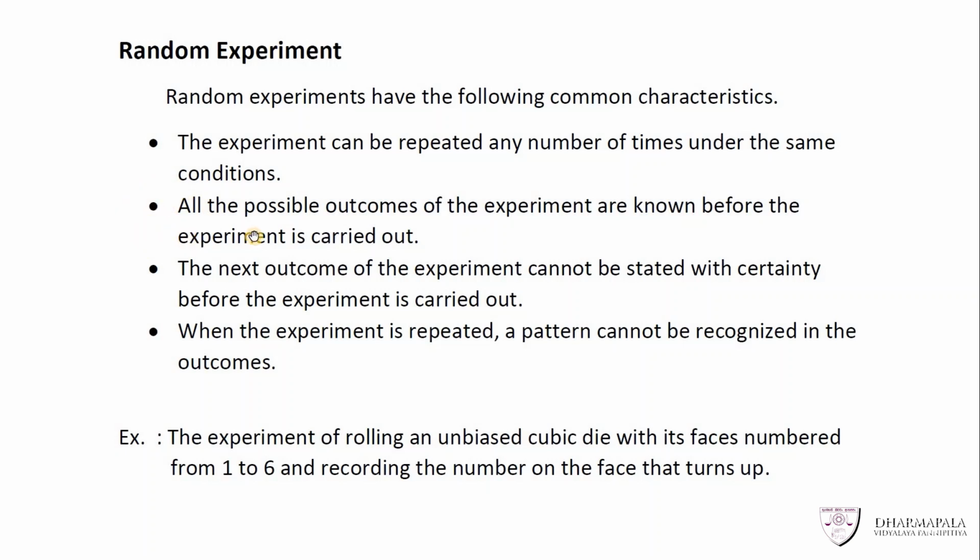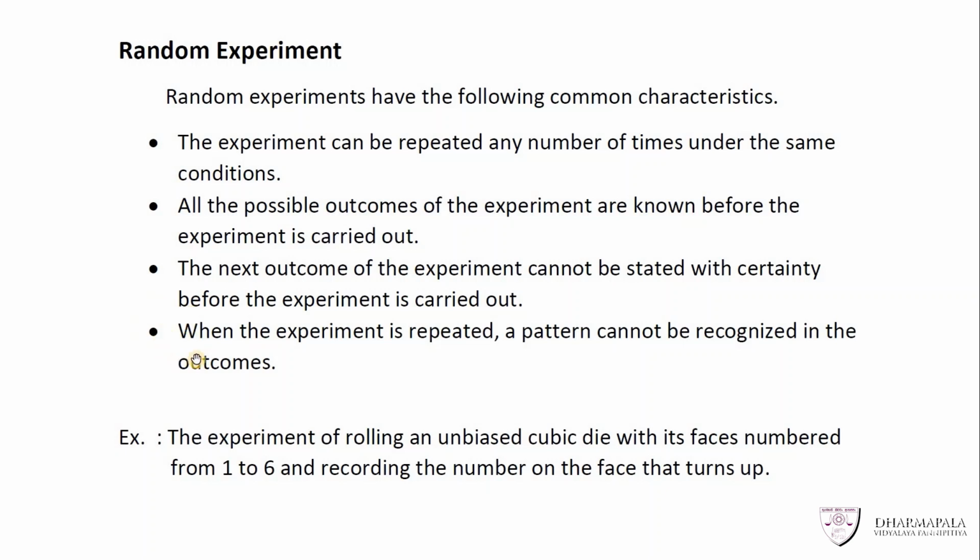Second characteristic, all possible outcomes of the experiment are known before the experiment is carried out. That means we know all possible outcomes of the experiment before we conduct the experiment. The third characteristic, the next outcome of the experiment cannot be stated with certainty before the experiment is carried out. That means before the experiment is conducted, we won't be able to tell the next outcome with certainty. We might be able to guess it, but we can't state that with certainty.